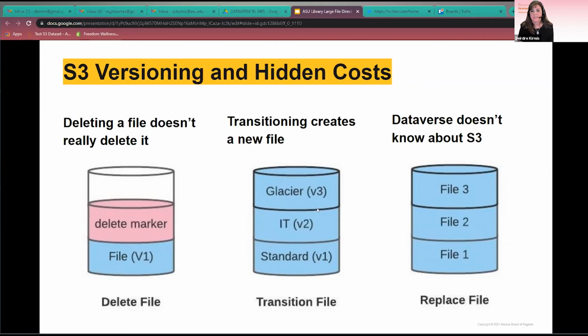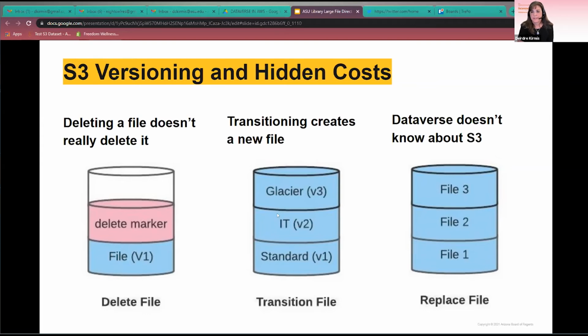Also, when you transition a file to a different storage class, which we were doing to save storage cost, it doesn't just change the storage status of the current file, it creates a new file in the second storage class. So you have multiple versions of the same file.